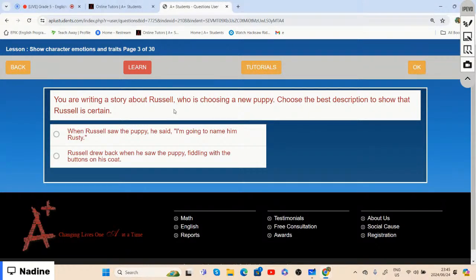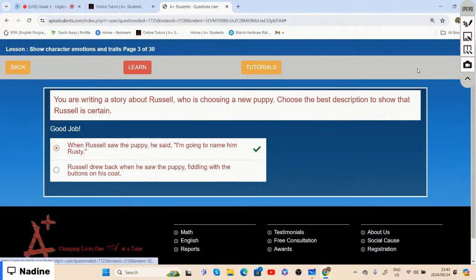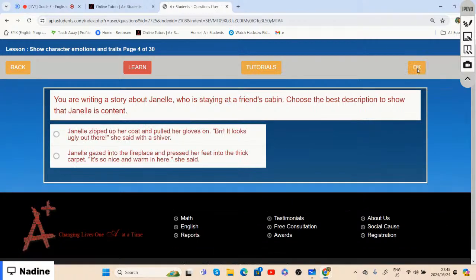All right, so we will choose option one, right? Because option one says when Russell saw the puppy, he said, "I am going to name him Rusty," right? He was sure that this is the one, right? He was certain that this is the puppy that I'm choosing, right? And yes, it shows ownership. He is owning this puppy, he's taking this puppy home, right? There's no word about that, right? So well done. Option one is correct. Let's do the last one. One more, and then we are done with our class.